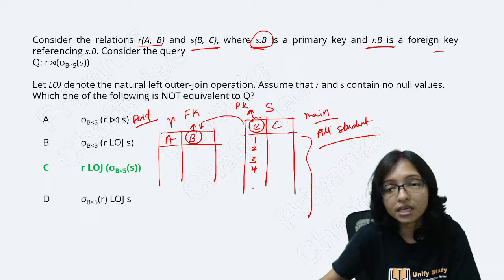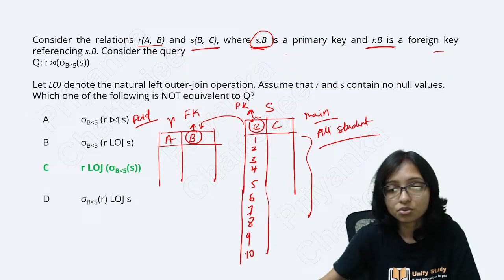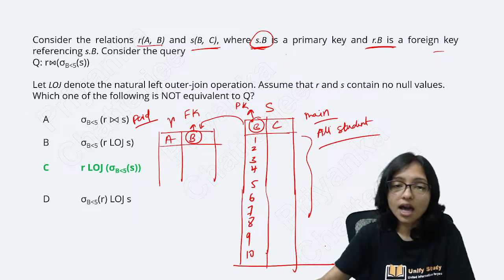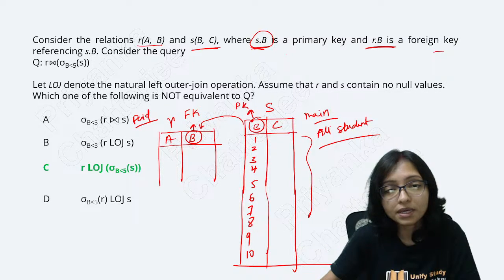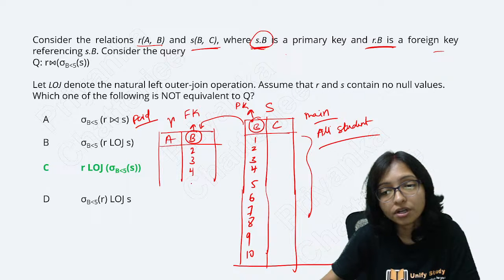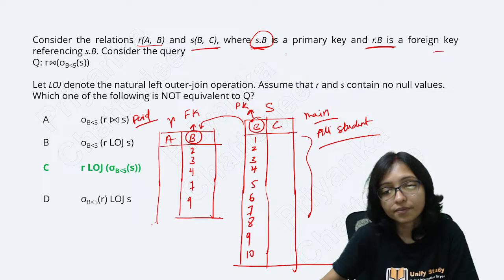1, 2, 3, 4, 5, 6, 7, 8, 9, 10. I am taking an example of 10 students. Out of these 10 students, some of the students are paid students. So maybe 2, 3, 4, 7, 9. These are the paid students here.